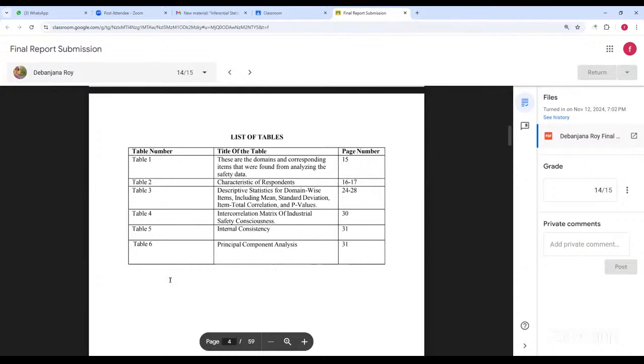Next will be the list of table and the list of figures. So after your contents, you will write down list of table, list of figures. In the list of table, you have to write down the table number, title of the table, and the page number. Similar things you will do for the list of figures. Next.